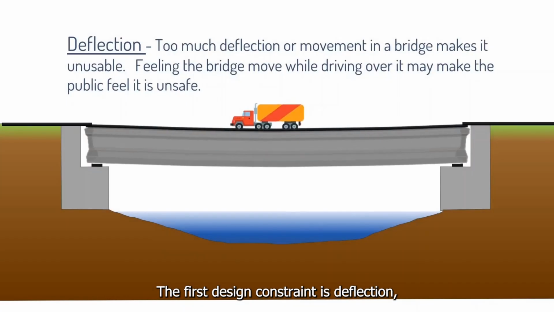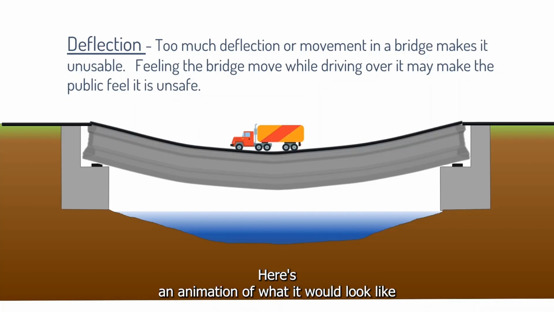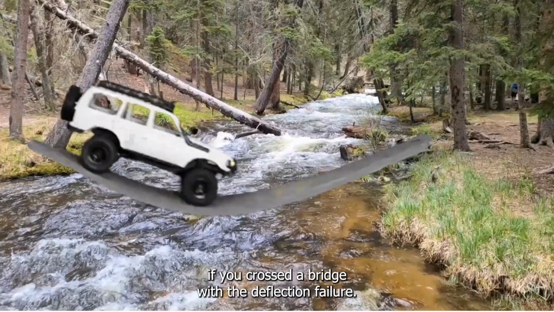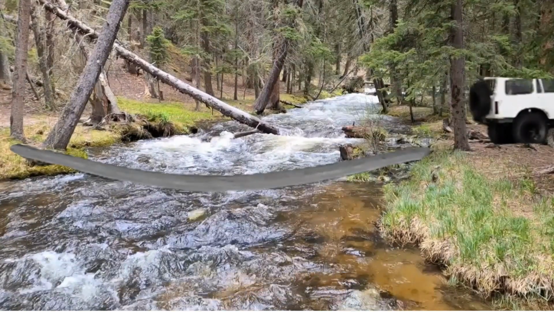The first design constraint is deflection, which is where the bridge bends or deflects too much and becomes unusable. Here's an animation of what it would look like if you crossed a bridge with a deflection failure. This bridge bends too much when the car passes over it. For a real-life example, here's a video of the Millennium Bridge in London.